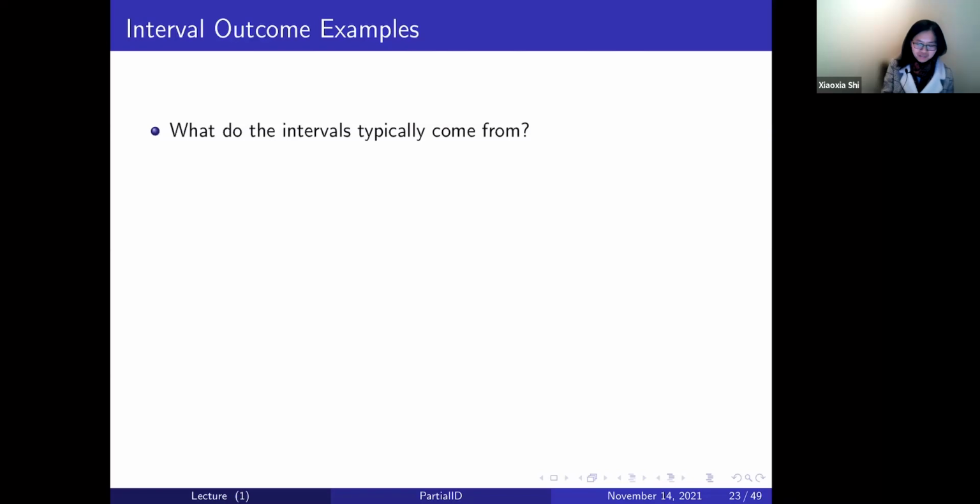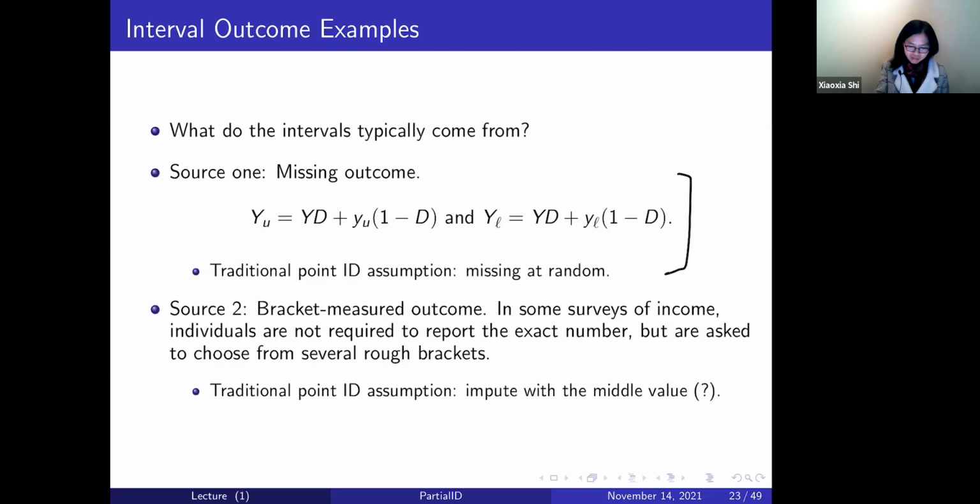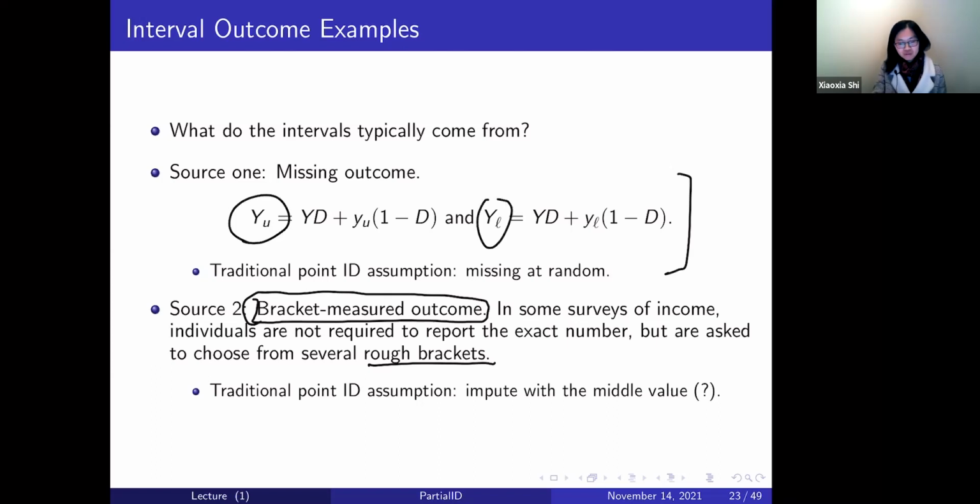Okay, so I'm talking about where the intervals typically come from here. I already talked about the missing outcome. And there is another source for the interval, which might be a bracket measured outcome. In some surveys, individuals are not required to report their exact value of, say, income, but they are asked to choose from several rough brackets. If they don't want to report exact numbers, they can choose to report some brackets. And maybe some individuals will not report anything. Maybe some will report the brackets and some will report their precise value of Y. Then in that case, you can still construct capital YL and capital YU as the bounding variables for Y. Okay.